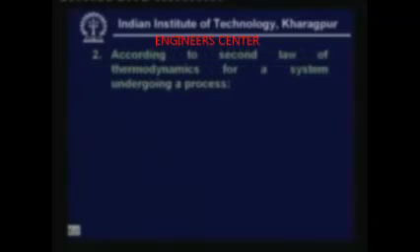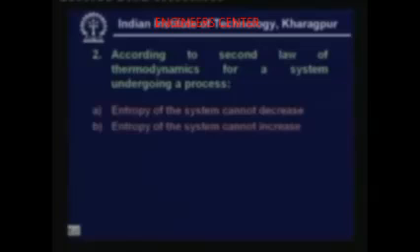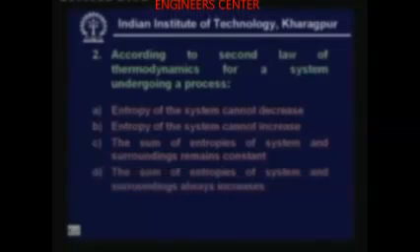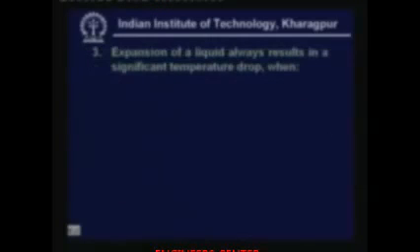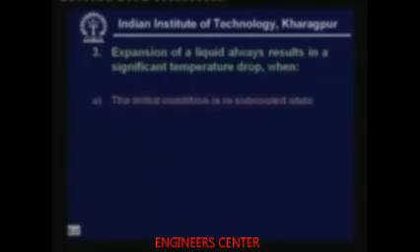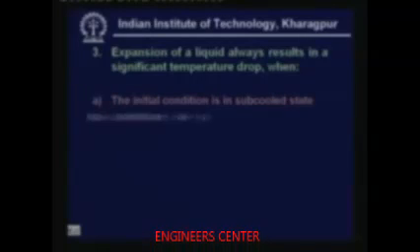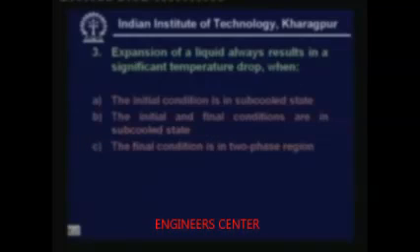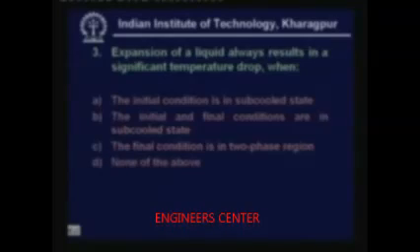The second question is, according to second law of thermodynamics for a system undergoing a process, entropy of the system cannot decrease, that is A, and B is entropy of the system cannot increase. C is the sum of entropies of system and surroundings remains constant, and D, the sum of entropies of system and surroundings always increases. And third question is, expansion of liquid always results in a significant temperature drop when the initial condition is in subcooled state, the initial and final conditions are in subcooled state, the final condition is in two-phase region, and none of the above.